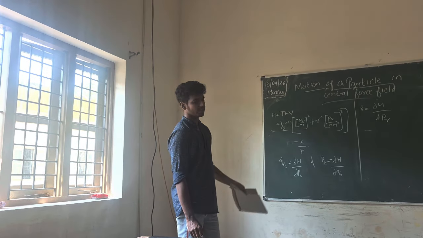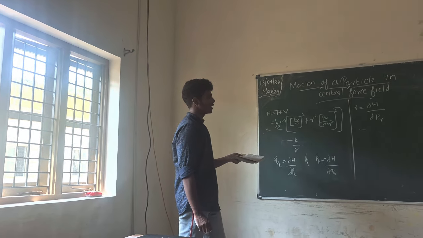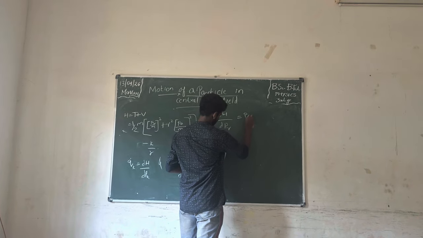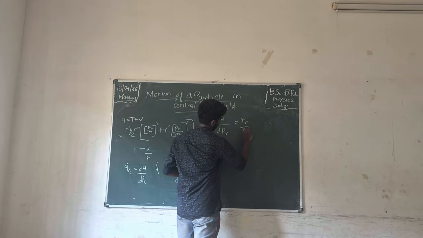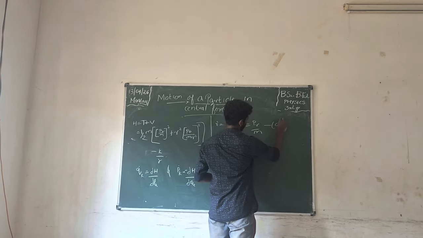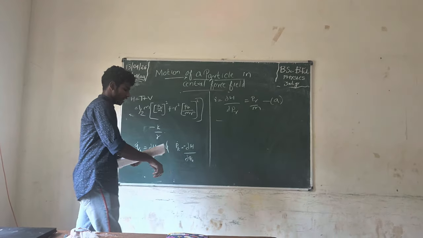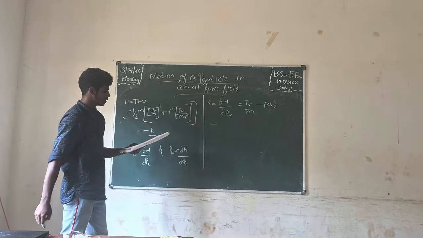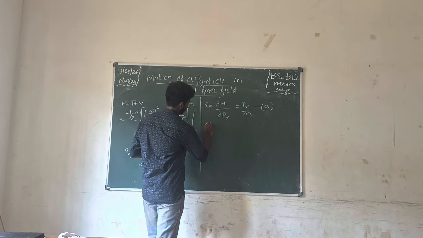Square will be QPR by M, Q and 2 will be cancelled out. We can write it as PR by M. Okay, so let's consider this as equation A or equation 1. And the other one is we have to find R dot. Now we have to find PR dot.